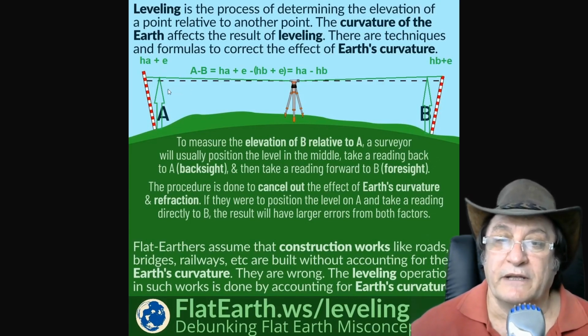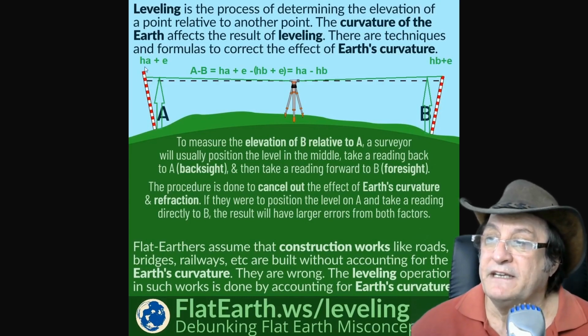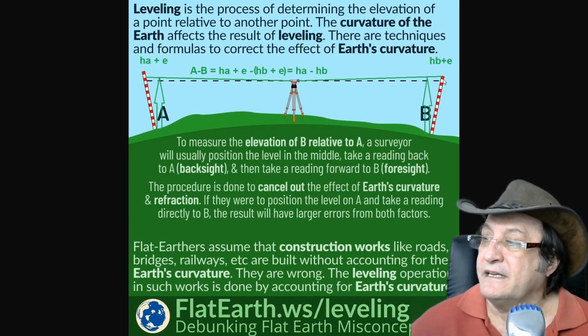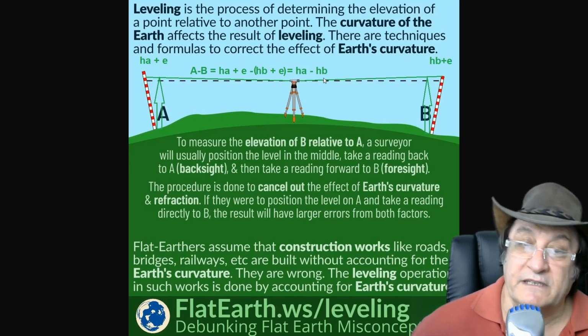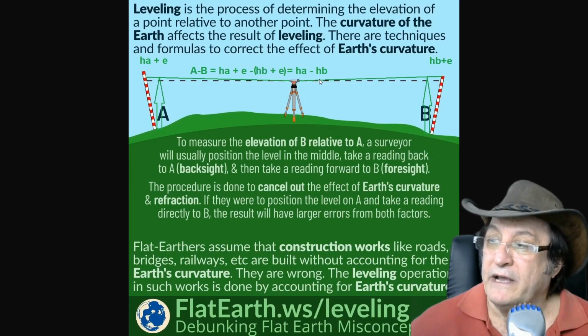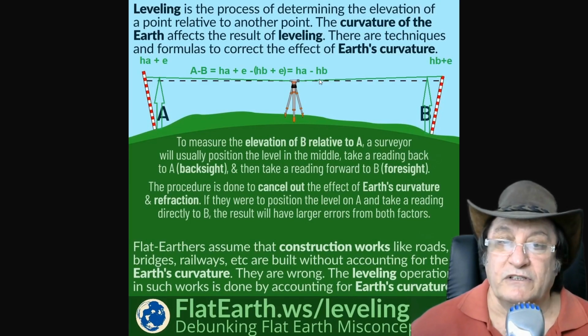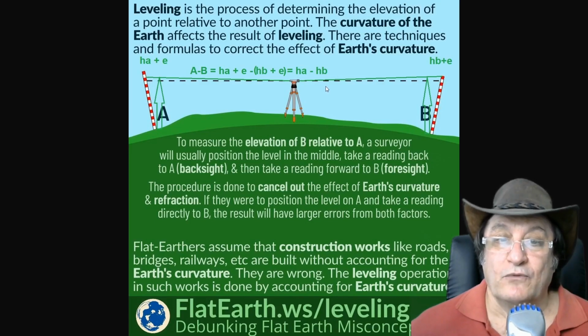So when you sight along here to A, then you're going to get an actual measurement of HA plus E. HA is the actual height, E is the error. You sight along to B, you get HB plus E. And when you subtract the two, HA plus E minus HB plus E, you end up with just HA minus HB, and the error is cancelled out. So that's how you make your level measurements more accurate, and this can work over the curvature of the Earth. And level is always perpendicular to the local down.